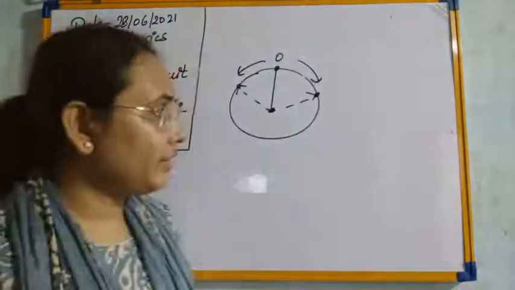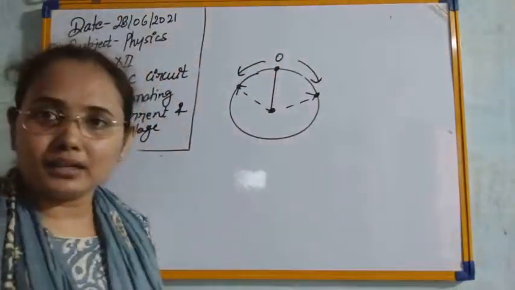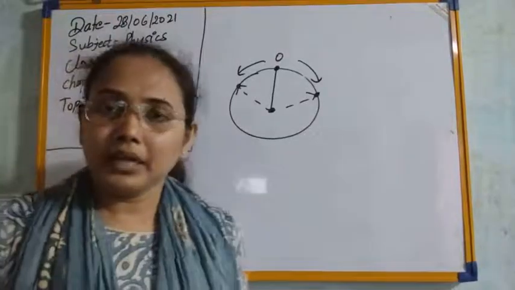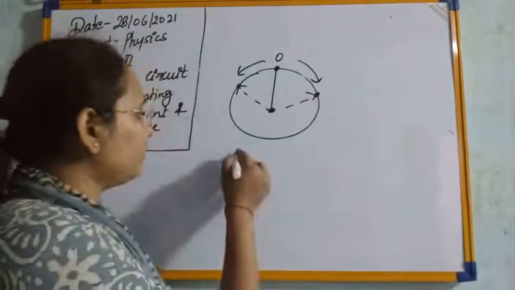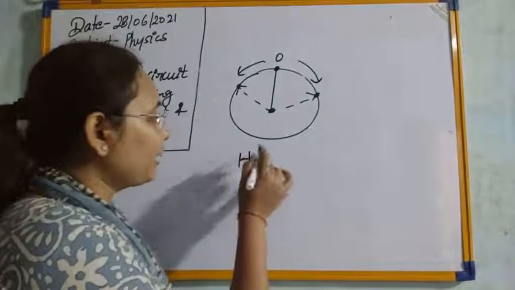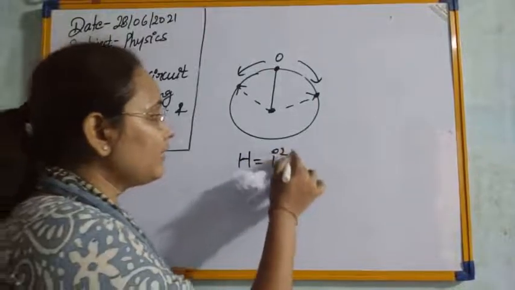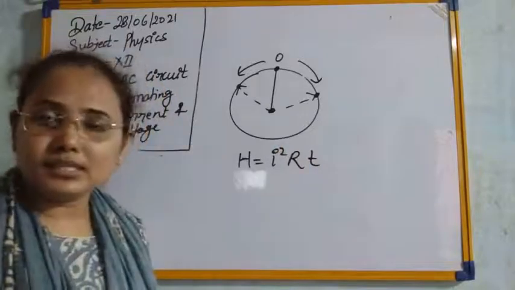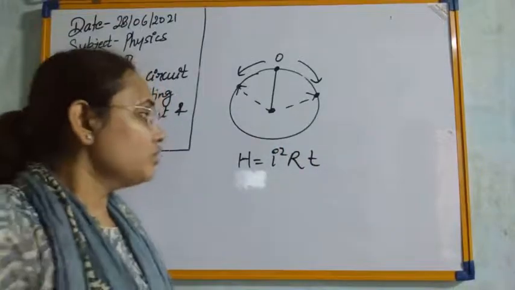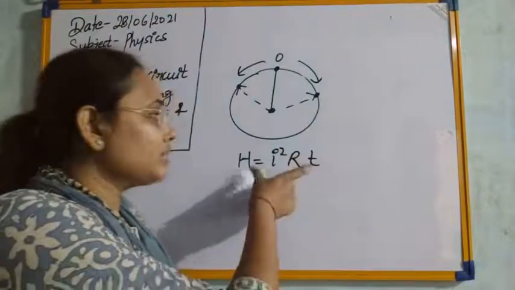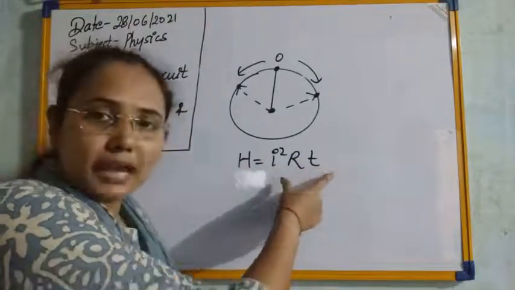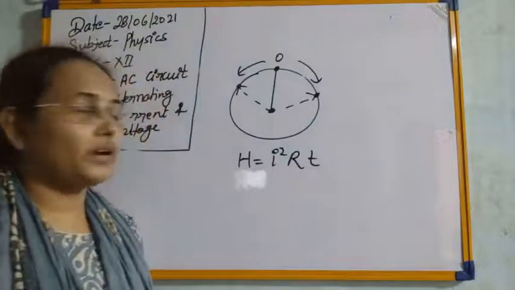As you know, whenever current is moving in the circuit, that current always produces some heating effect, and the heat produced by the current is given by I squared R t. If we use any resistor of value capital R, the heat lost by the resistor per unit time is given by I squared R, and in some time t it is given by I squared R t.